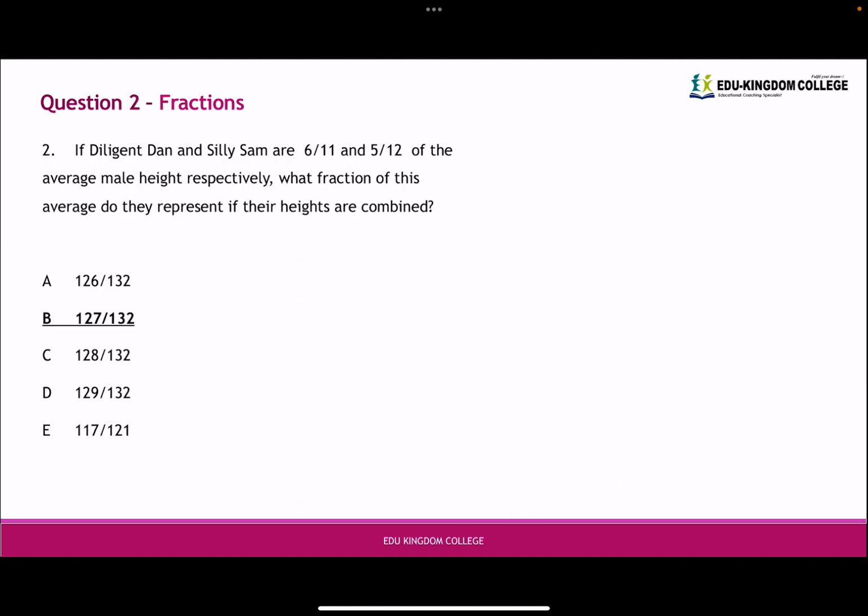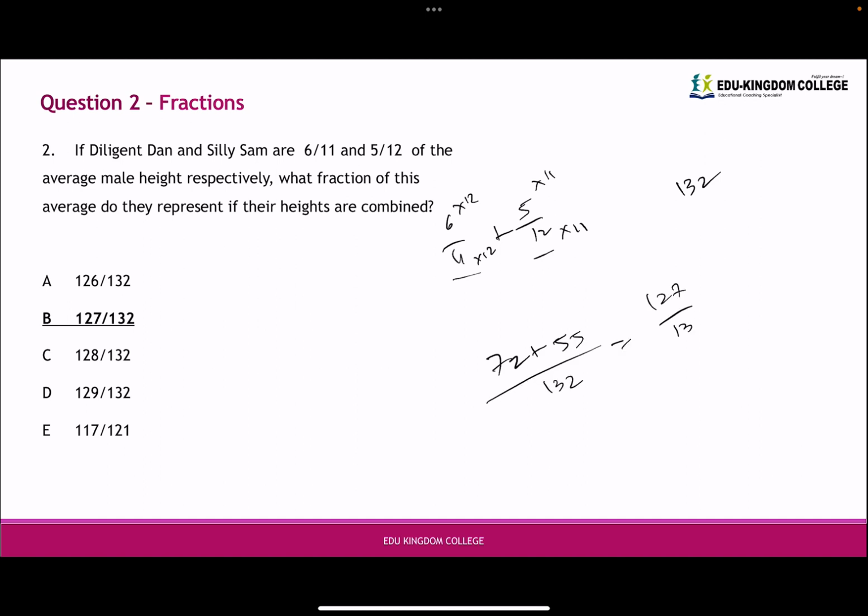Pardon me. So, if Diligent Dan and Silly Sam are 6 on 11 and 5 on 12 of an average male height, respectively, what fraction of this do they represent if their heights are combined? So, lowest common multiple, 132. So, multiply top and bottom by 12, multiply top and bottom by 11. Okay, add them together, so you should get 72 plus 55 over 132 equals 127 over 132.